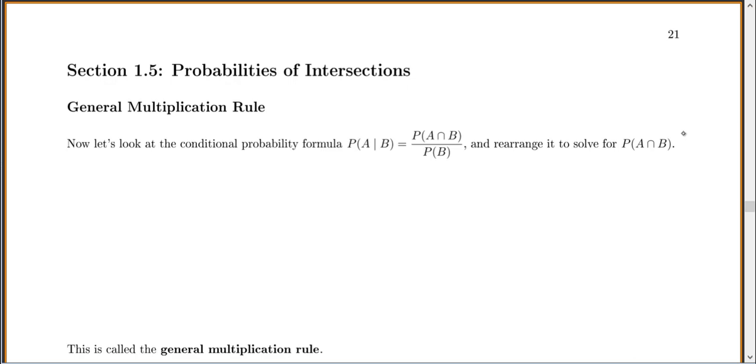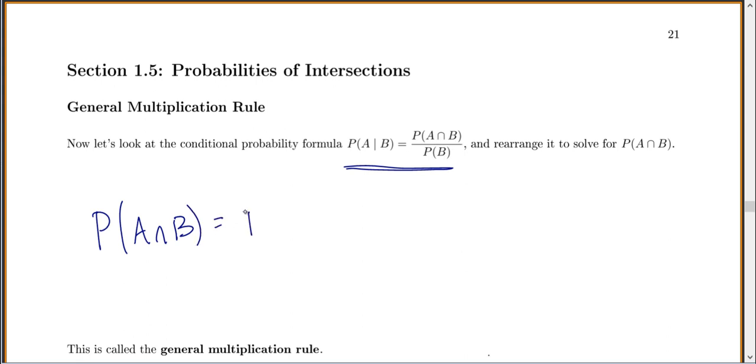This is section 1.5 where we talk about probabilities of intersections. First we're going to discover the general multiplication rule, and we do this by looking at our conditional probability formula, which we used in our last section. What we'll do is rearrange this to solve for the probability of A intersect B. So we want to find the probability of A intersect B, and to do this we can just multiply both sides by the probability of B.